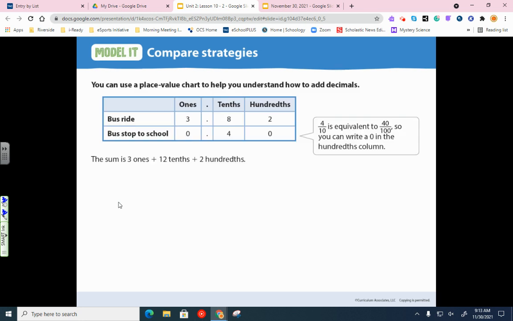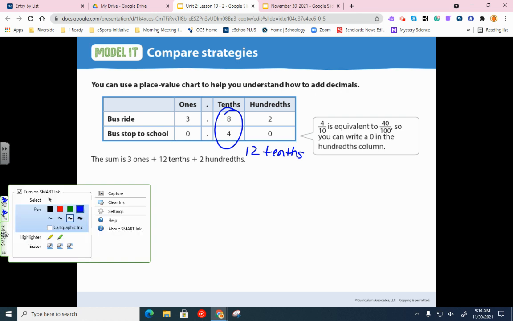What we can do is make a place value chart like we did with our first example. And I just want you to circle this right here. And that gives us 12 tenths. So again, you cannot keep a 2-digit number in a place value column. You've got to carry that extra digit over to the next highest place value. So that's just something I wanted to review for that.